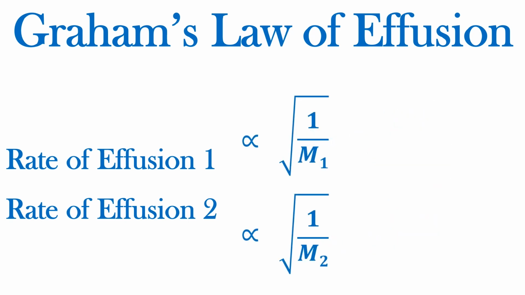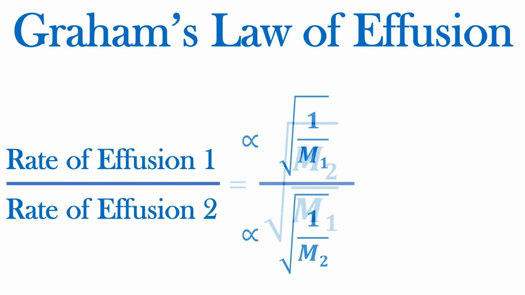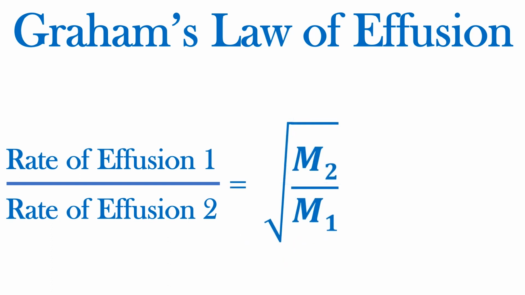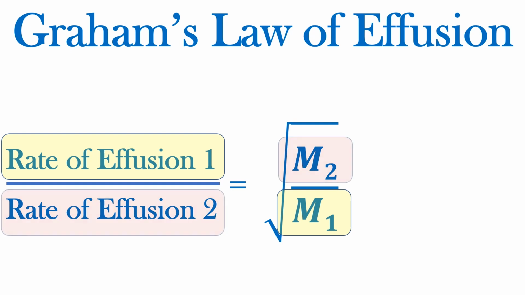Here's the proportional relationship without the square root of 3RT. Simply take the ratio of both sides, and here's Graham's law. Notice how the rates are inversely proportional to the square root of the gas's molar mass. Now, if you know the rate and molar mass of some gas, you can compare rates to find the molar mass of an unknown gas.